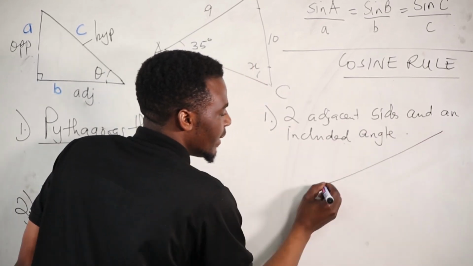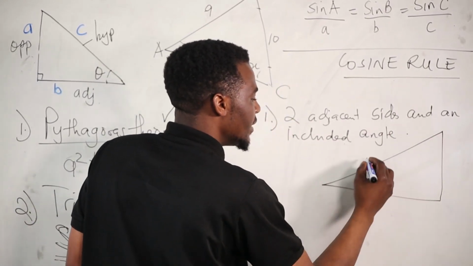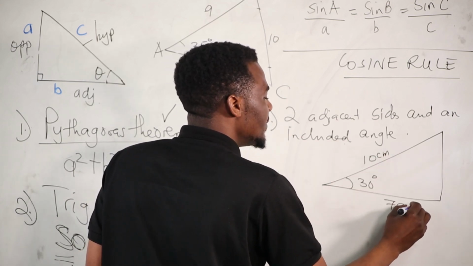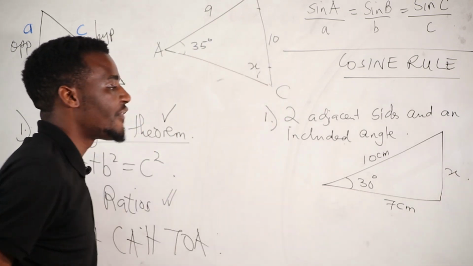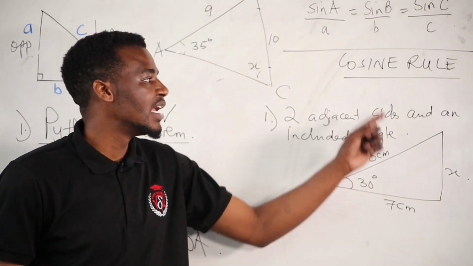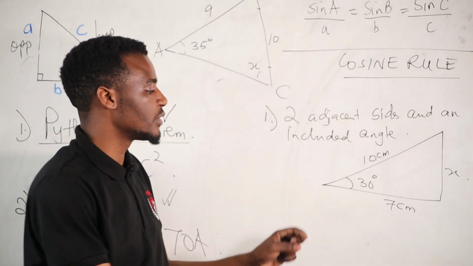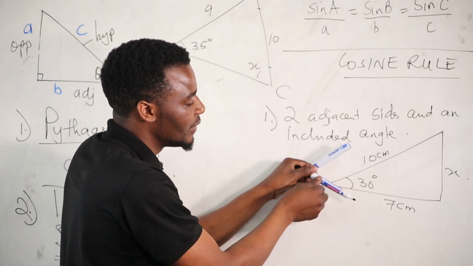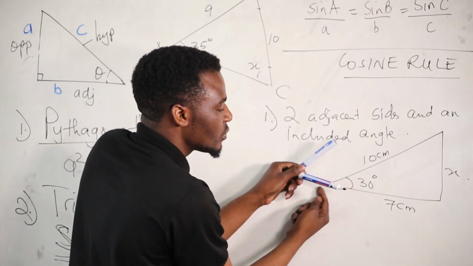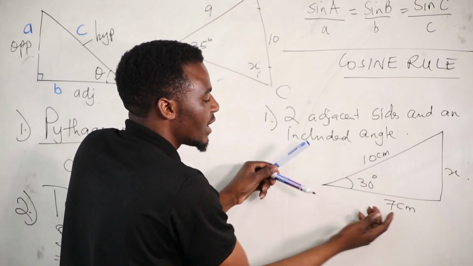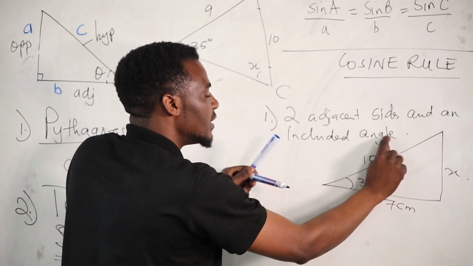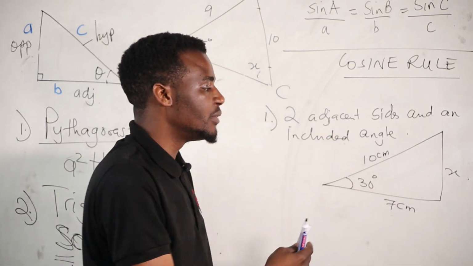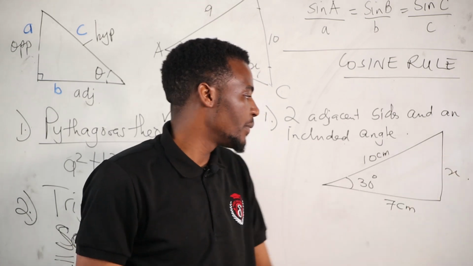So let's say they give you a problem of this form. Maybe they tell you that this side is 10 centimeters and this angle may be 30 degrees and this side may be 7 centimeters, and then they say find x. In this case, use the cosine rule because you have a side and another side, and the angle between those two sides. So we say these two sides are adjacent, they are next to each other, and this one we call the included angle, the angle between the two sides. So as long as you've got a side and the angle between the two, you can find the opposite side.